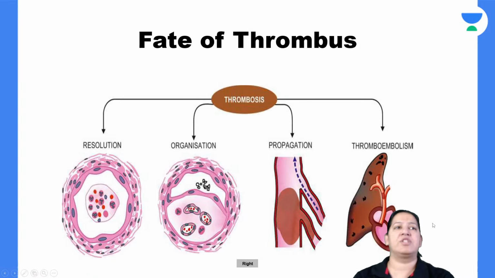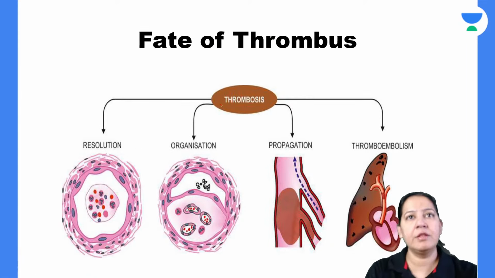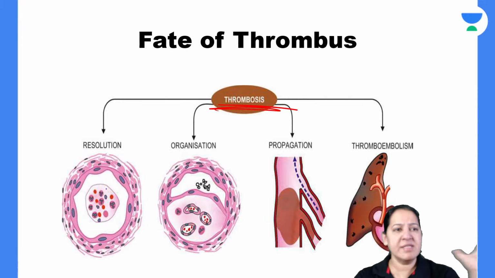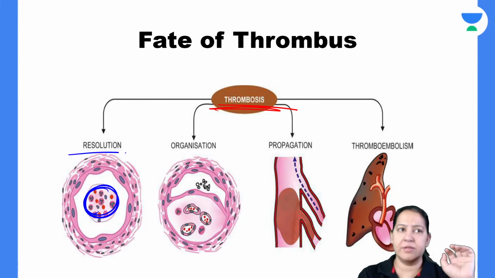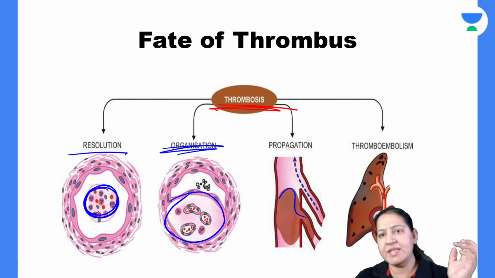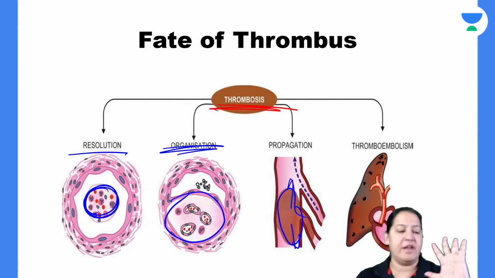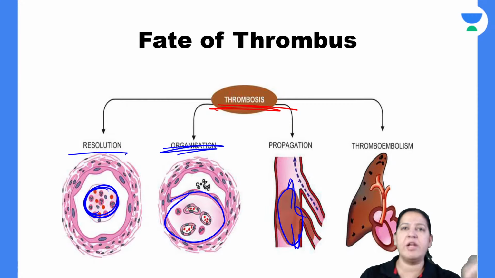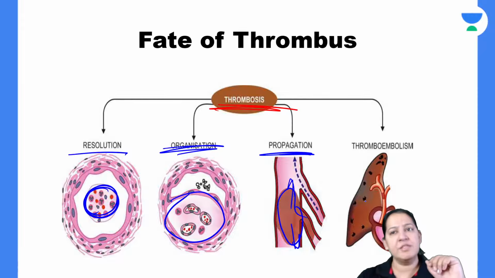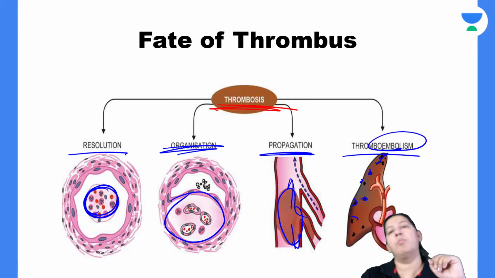So these are the fates. You can see the four fates of the thrombus. Can you see it is decreasing in size? So that is resolution. It is fixed here. That is organization. It is increasing either antegrade or retrograde, depending on whether it is present in artery or vein. That is propagation, and it is moving to some other organ by detaching. So it is known as embolism, the thromboembolism.